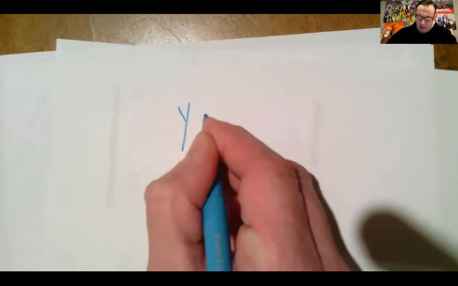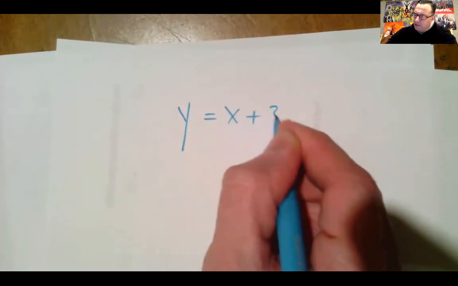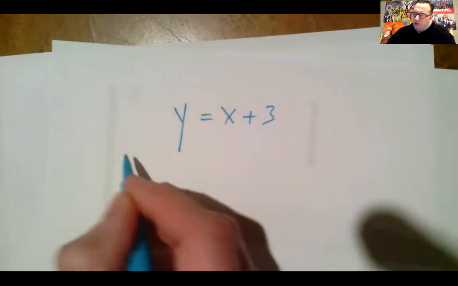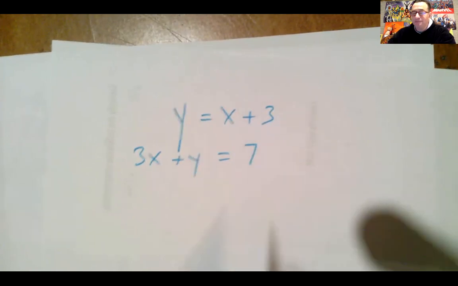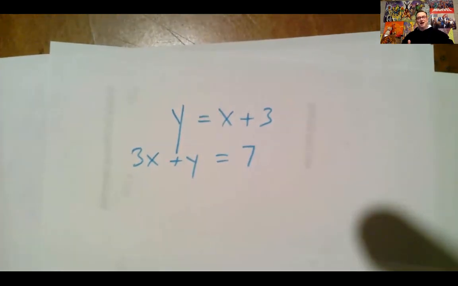So here are our 2 equations. y equals x plus 3. And the second equation is going to be 3x plus y is equal to 7. All right, guys. Why is this different than what we did before? Somebody's got to tell me what makes this setup different than before. Yeah, it's a different order. And look at that second equation.